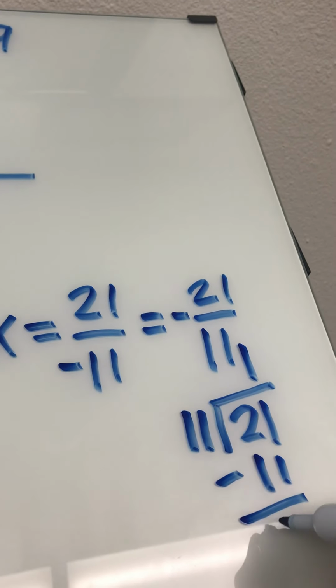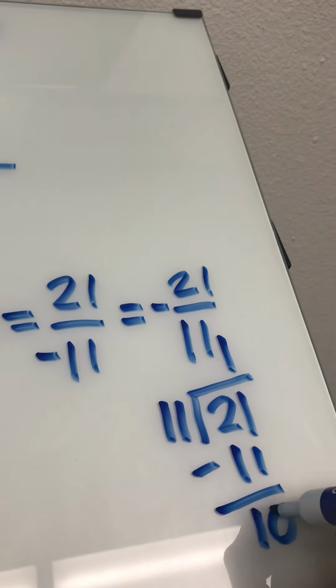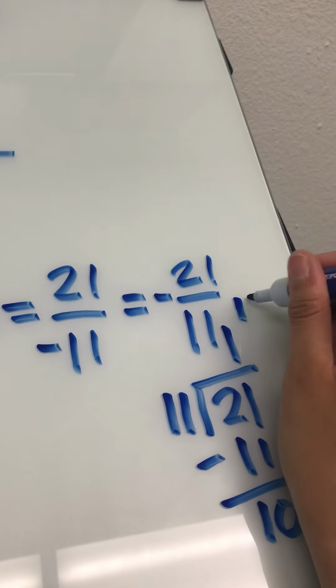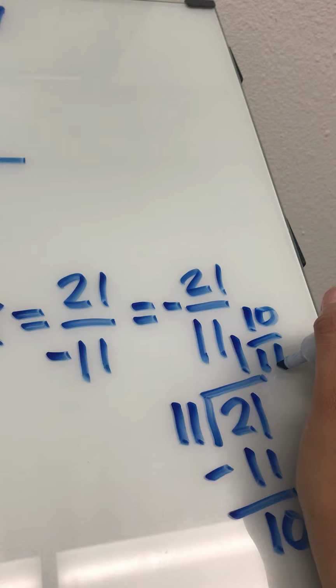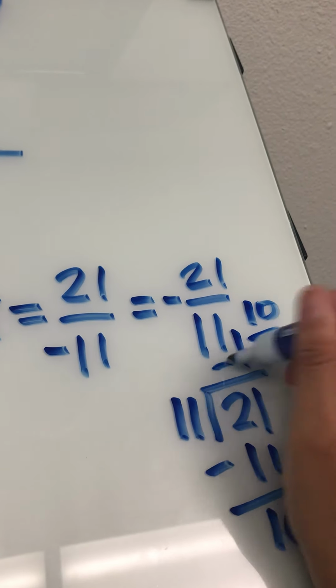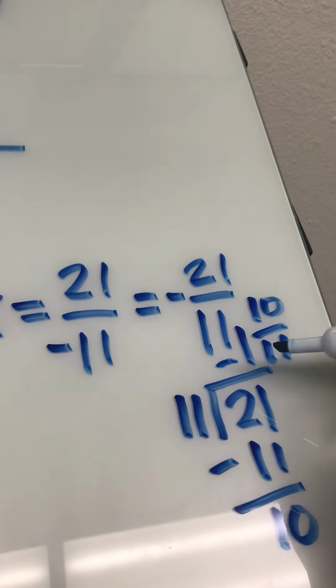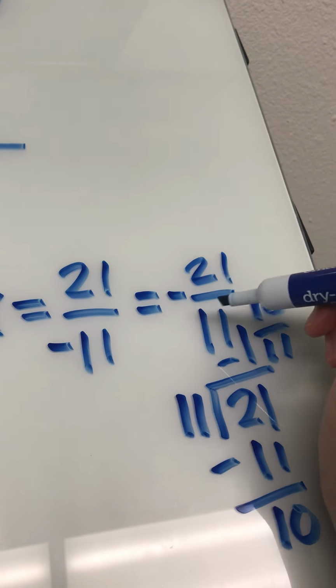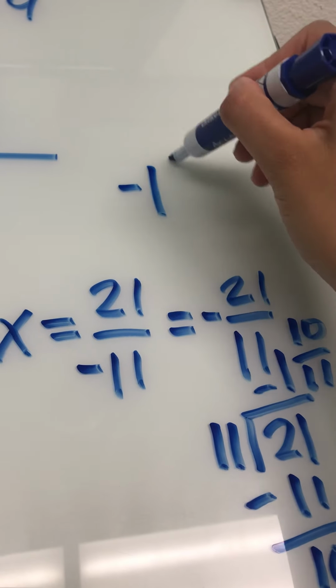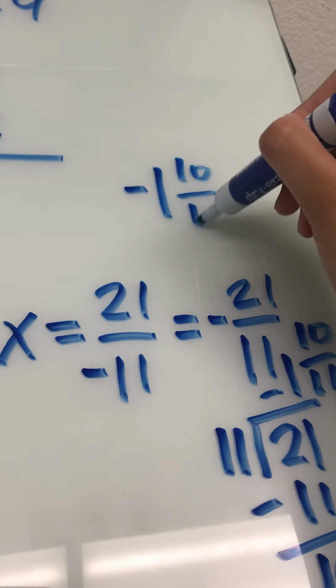21 minus 11 is 10. Since we have nothing else to bring down, it would be 10/11. And since our original answer was a negative, that means the mixed number is negative. So overall, our answer is -1 and 10/11.